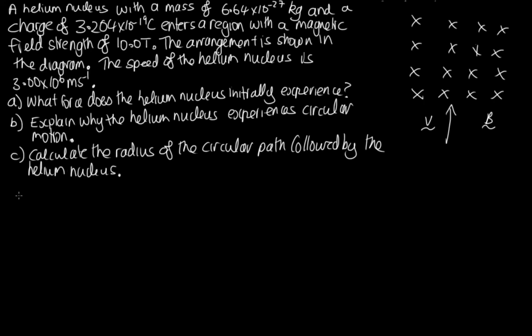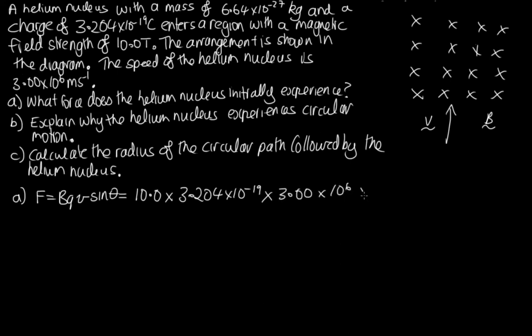Okay, to answer part A, we need to use F is equal to BQV sine theta. And we just need to substitute in here. So the magnetic field strength is 10.0. Q, the charge we're told, is 3.204 times 10 to the minus 19. And V, the speed, is 3.00 times 10 to the 6. And then we need times sine theta.